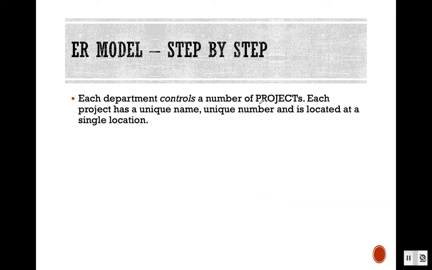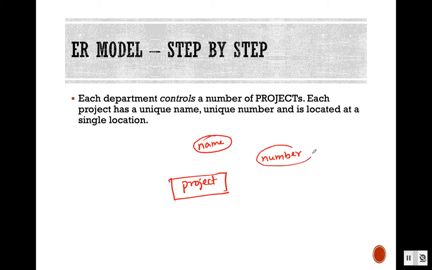Now let's think about project. So each department controls a number of projects. So means we need an entity type. So we are going to have an entity type project. Each project has a unique name, unique number. And is located at a single location. All right, so project number location.